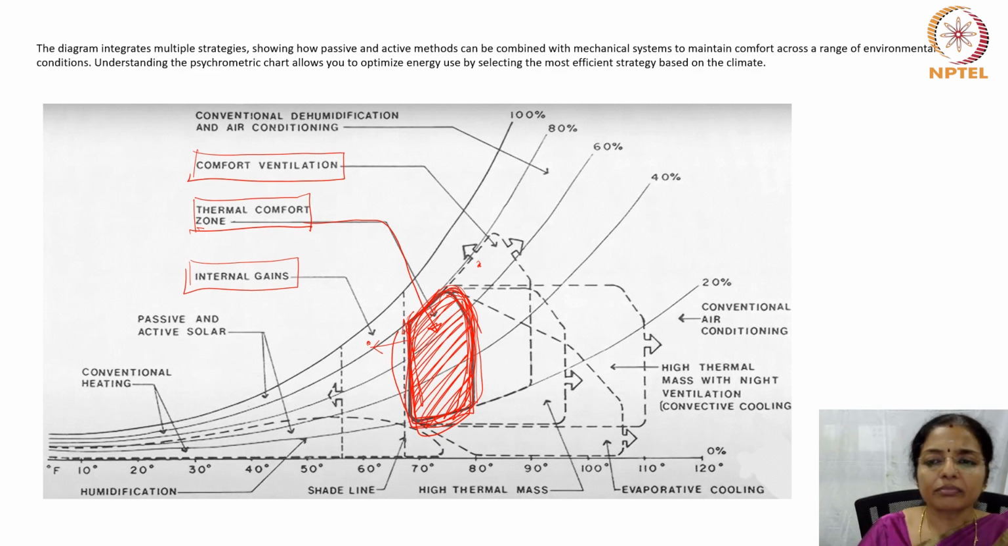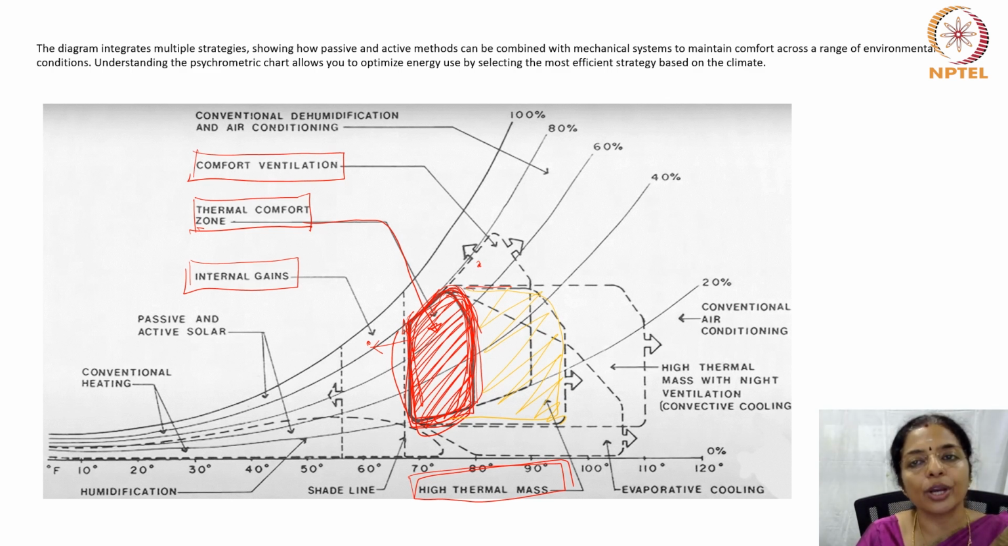Then we have high thermal mass. So in this zone, an effective strategy can be high thermal mass with night ventilation. So high thermal materials like concrete or stone, they store a lot of heat during day and release it at night. Coupled with night ventilation, it helps in cooling down buildings during hot days, which is a passive cooling strategy.